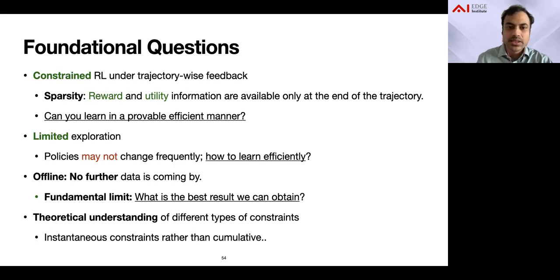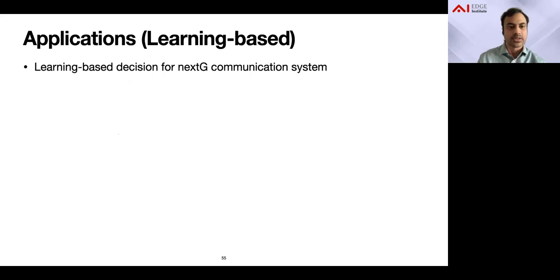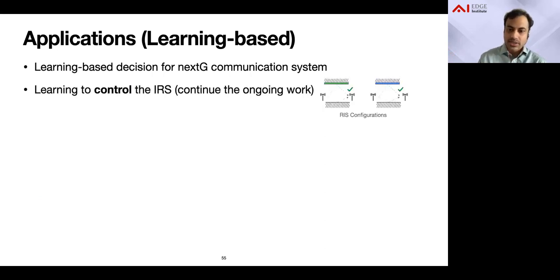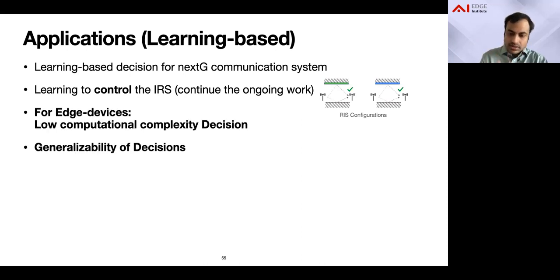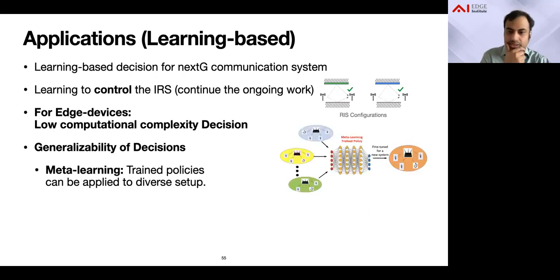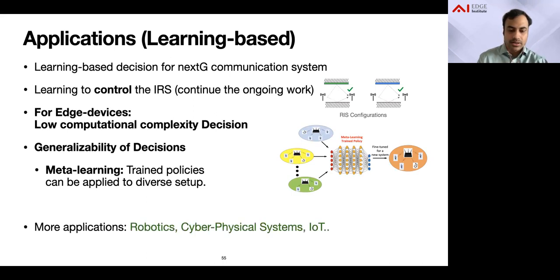Apart from these foundational questions, you can also see some application questions. For example, as I mentioned, we are already working on controlling intelligent reflecting surfaces. We are trying to see, for edge devices, how to make low computational complexity decisions where latency is a factor. And how can you generalize decisions? For example, if you are training your algorithm for a given set of networks, how can you adapt to a different set of networks? Meta learning can be useful here, and it also has more applications in other domains.